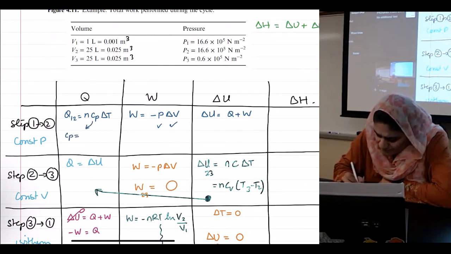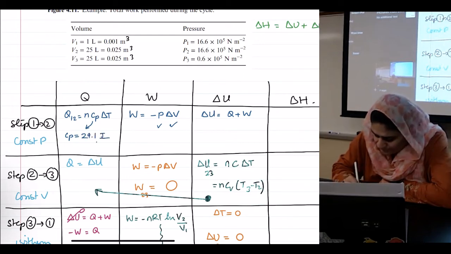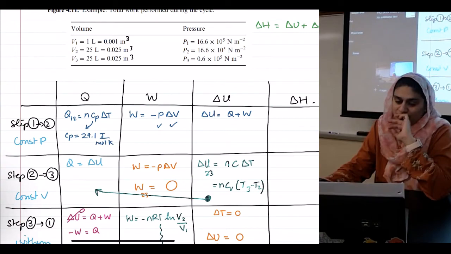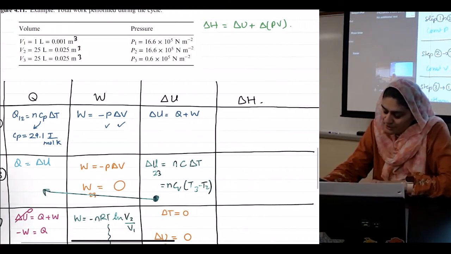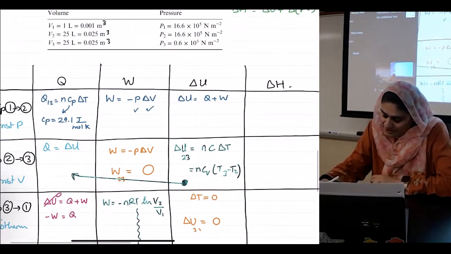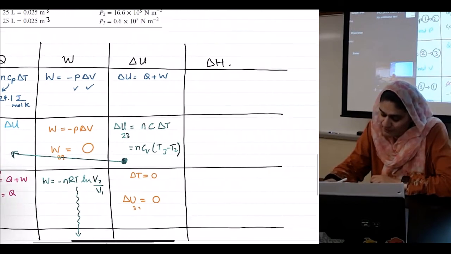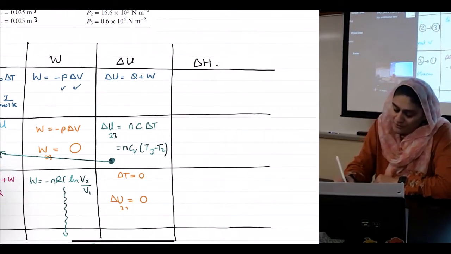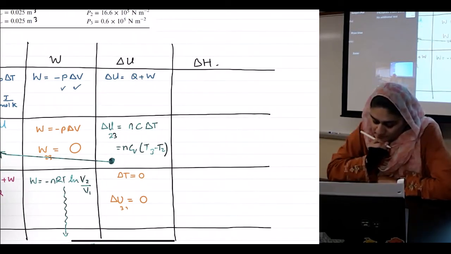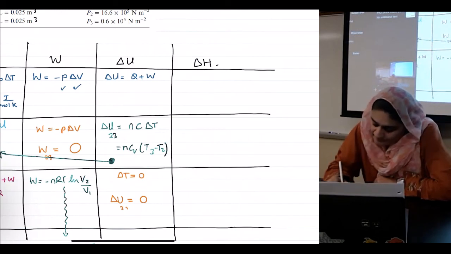CP should be 29.1 joule per mole Kelvin. Okay, what else are we missing? Oh, delta H's. We never talked about delta H's. Are we done with the other things? What's the formula for delta H? Pick a color. Purple. Purple. Delta H was what? Anyone remember?